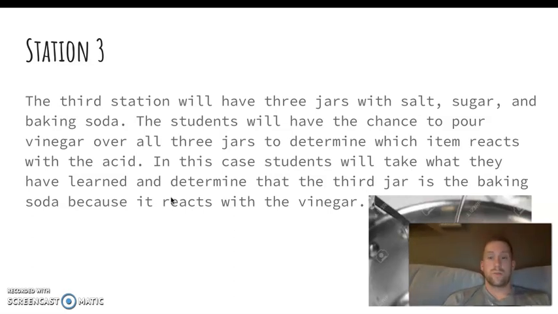So students will be able to use the vinegar to help them determine what is in the three jars, as well as the physical properties of the three items in those jars. But the vinegar will help them separate the baking soda from the others. So that's just an experiment that will show the acid and the base reacting with the baking soda and the vinegar.